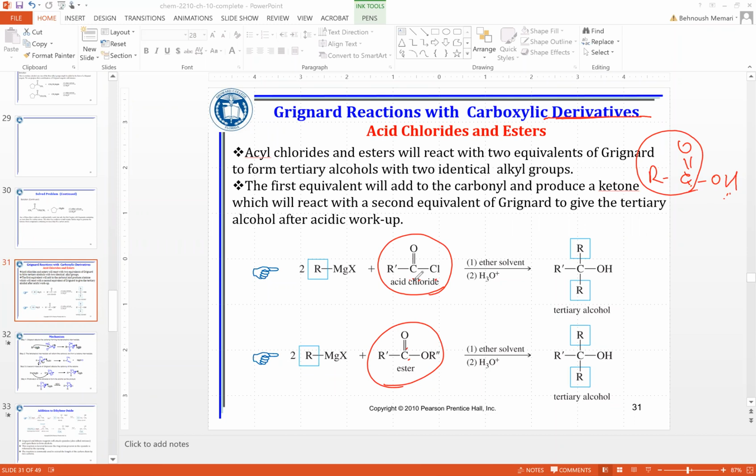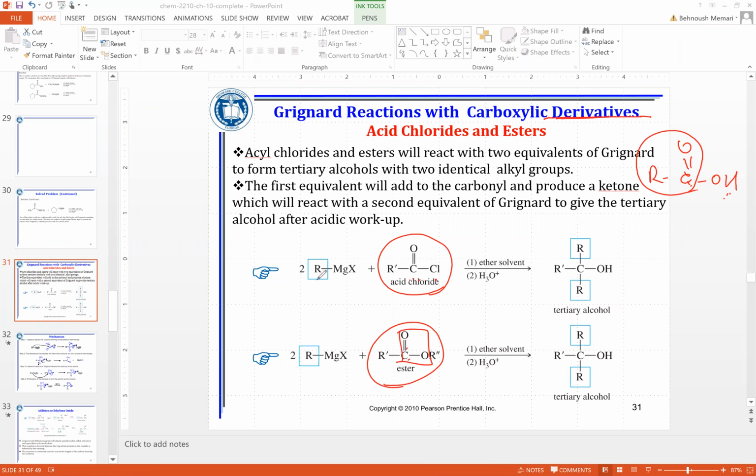So acid chloride. The second one is ester, which comes from Fischer esterification, alcohol plus carboxylic acid. You learn about this reaction in organic two. But the ester functional group is already known, and this is a carboxylic acid derivative.